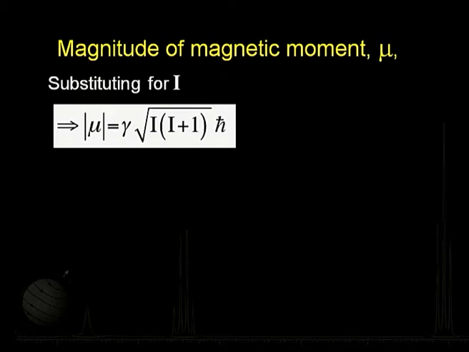So we have a nucleus which is spinning, has an angular momentum, has an associated magnetic moment, and the magnetic moment is proportional to the angular momentum. We are so far here. Okay. Let us move further. Let us see what the magnitude of the magnetic moment is. We can get that straight away by substituting the value for the magnitude of angular momentum. When you substitute that, we get mu equal to gamma times the square root of I into I plus 1.